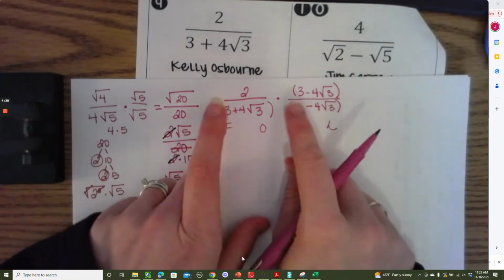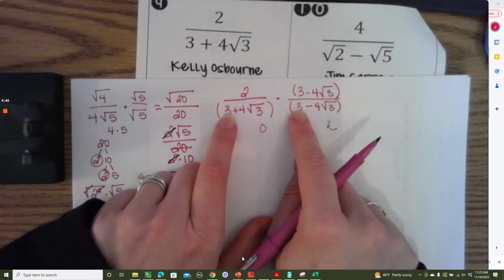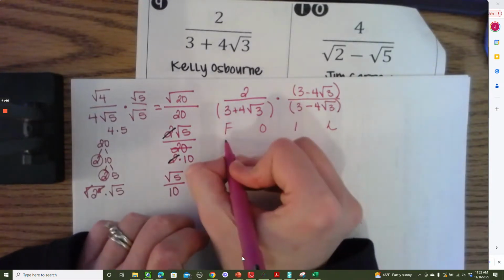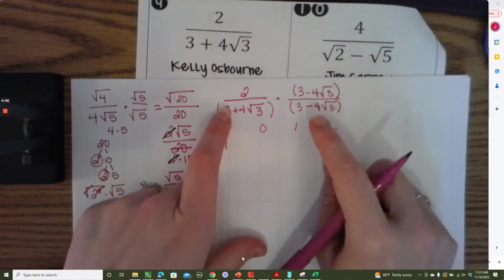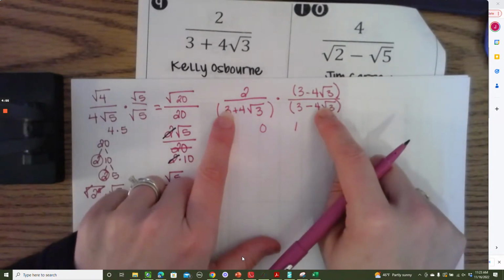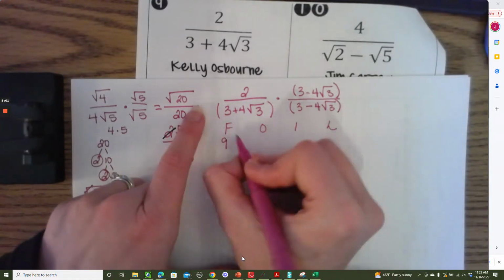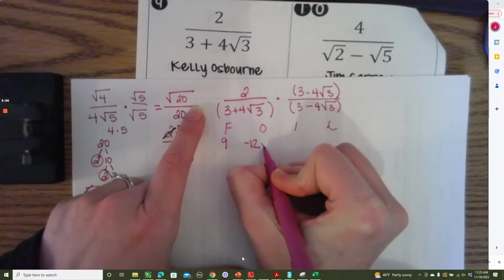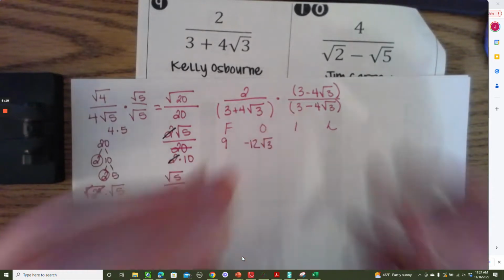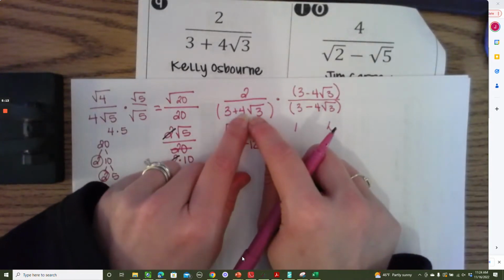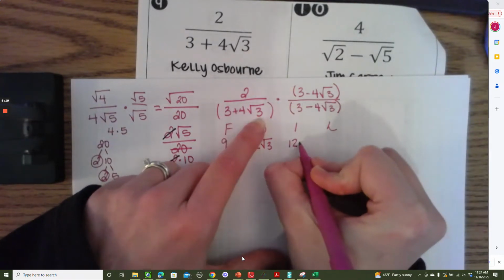Okay? F is for first. The first number in each set of parentheses. So 3 times 3 is 9. Outside. The outside terms of each set of parentheses, which would be the 3 and the -4 times the square root of 3. Here we just multiply the coefficients. 3 times negative 4 is a negative 12, and we just tack that square root onto the end. Inside are the inside terms, the terms that are on the inside of those parentheses. So 4 times the square root of 3 times 3. 4 times 3 is 12. Tack on the square root of 3.